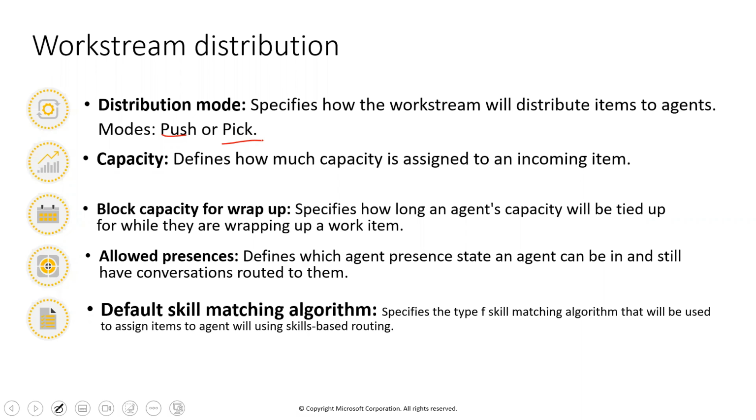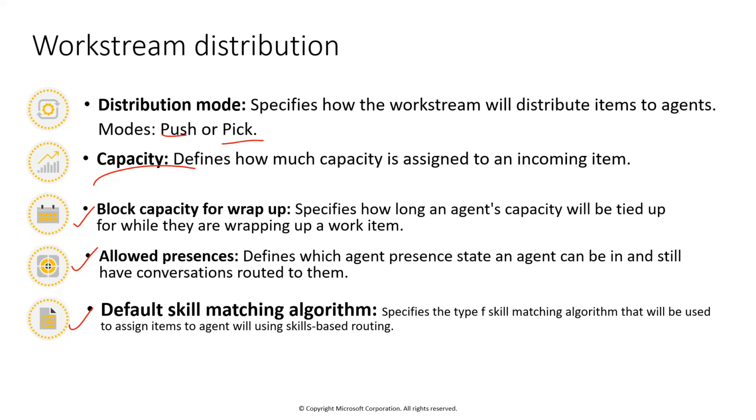We can also define some capacity here, that is, how many incoming calls can be received in a single queue. We can also block capacity for wrap-ups, that is, how much time an agent needs to spend on the call before wrapping up the call itself. We can also allow presence here, defining which presence states an agent can be in and still have the conversation routed to the respective person, and so on. We can also use default skill matching algorithms here to divert my call to the respective persons accordingly.